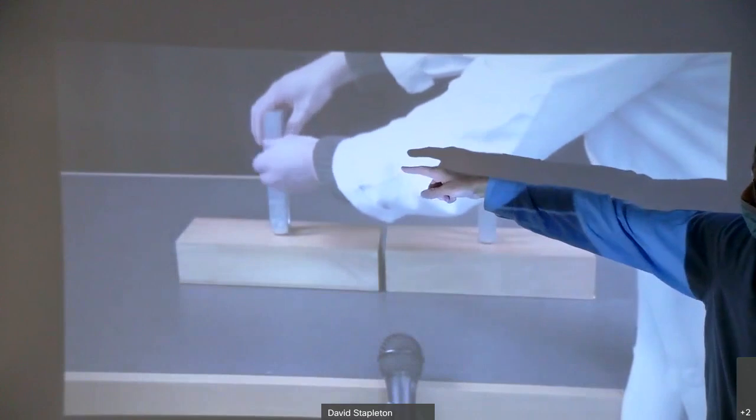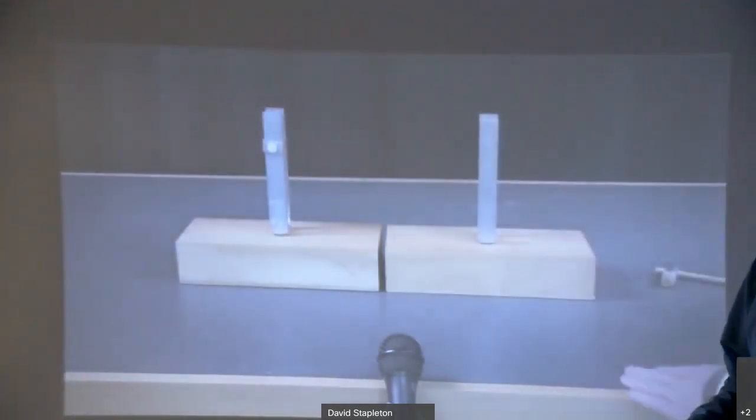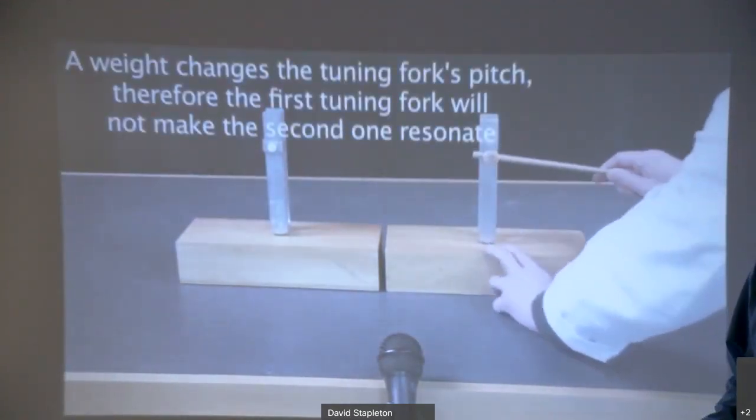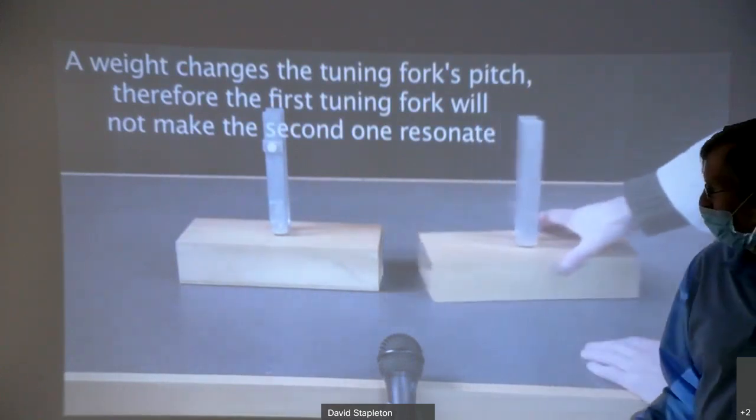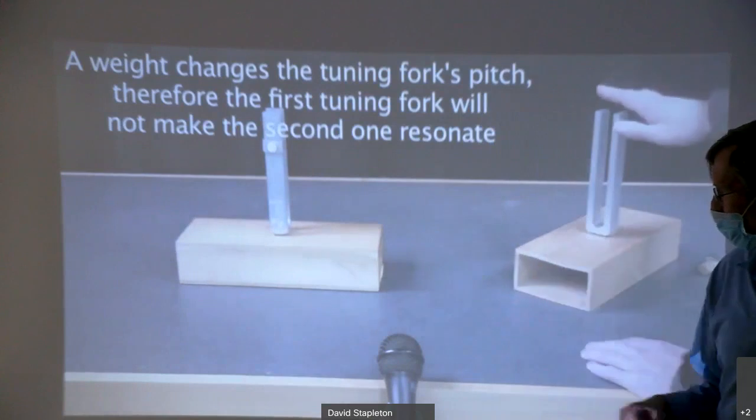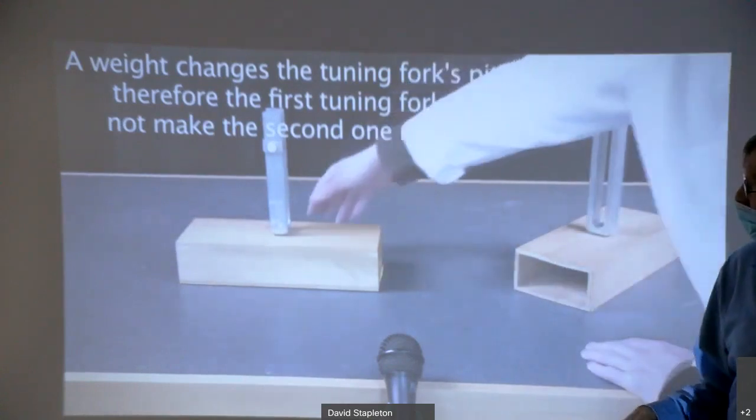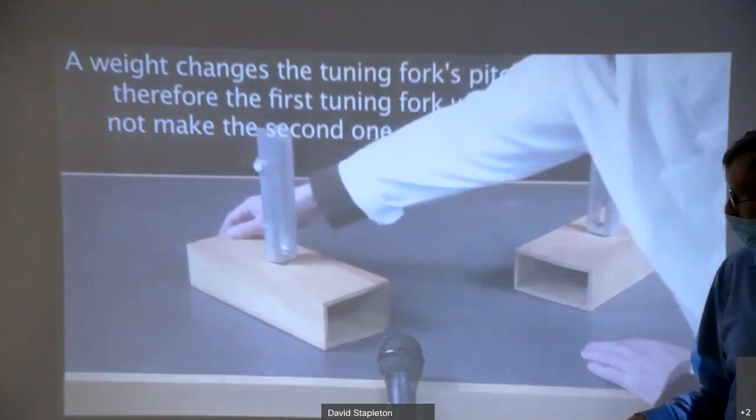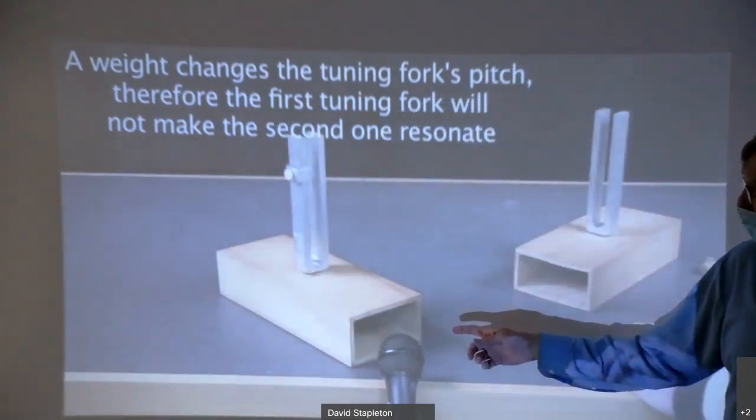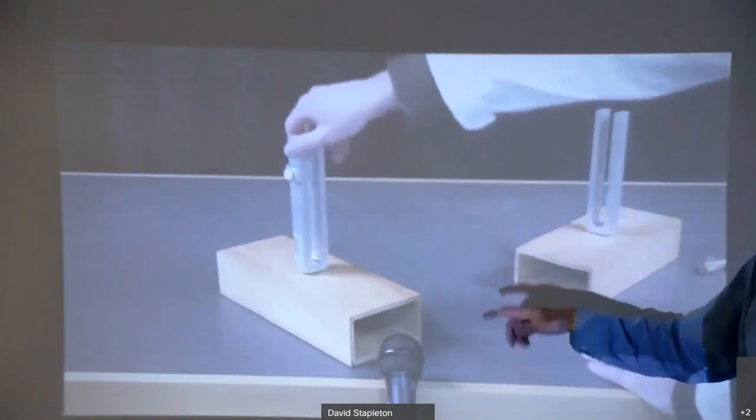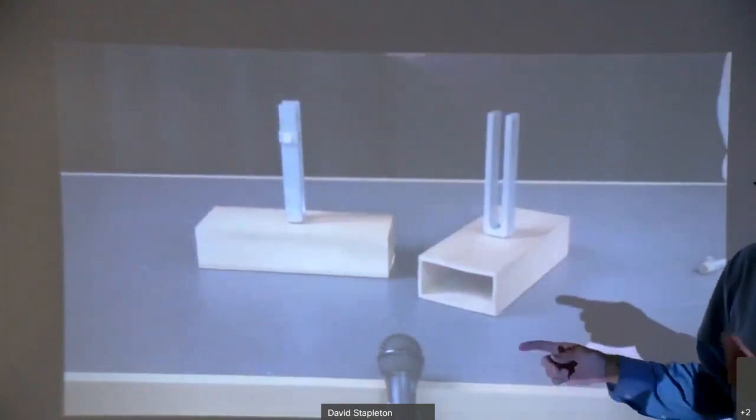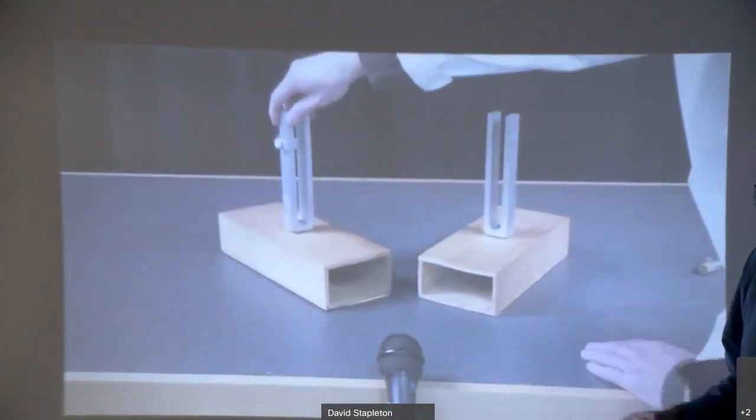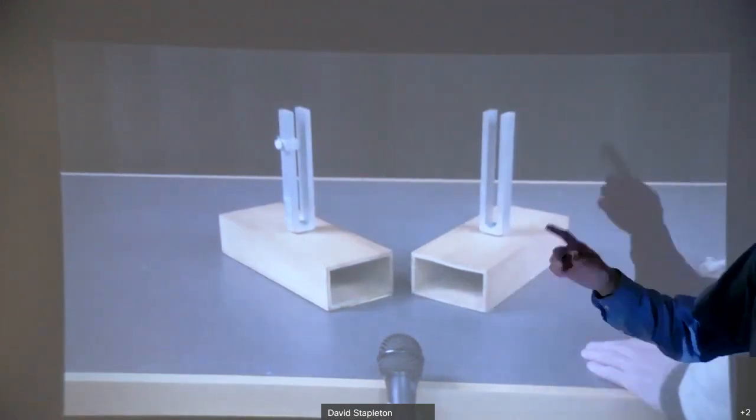Now he's going to change the frequency on this one and try this again. Now they're two different frequencies. This one he struck is still playing, but the one that's tuned to a different frequency will not pick it up, because it won't pick up what we call standing waves, because it's the wrong frequency. This is how your radio works. It only gets one station at a time because it's tuned to a particular frequency. Radio waves are like that.